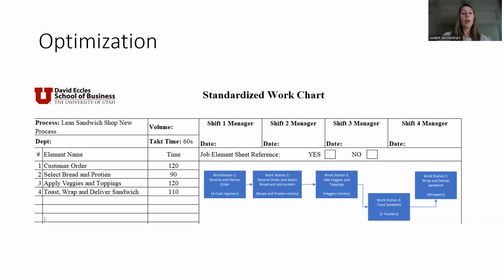So we have employees taking orders at station number 1. At station number 2, we have employees selecting bread and protein. At station number 3, we have employees applying veggies and toppings. Station number 4 is where the employees will place the sandwich into the toaster, and at station 5, they will be wrapping and delivering the sandwich to the customer.